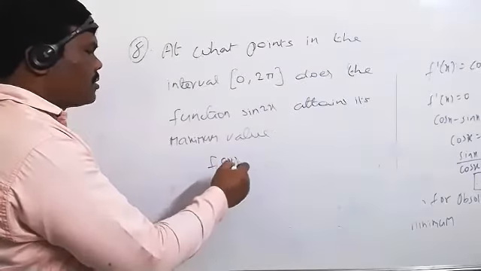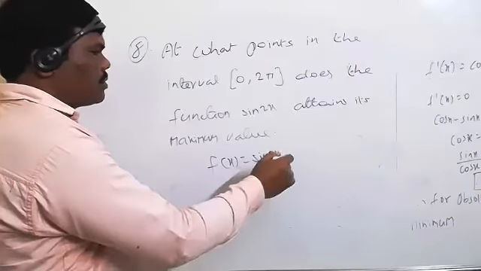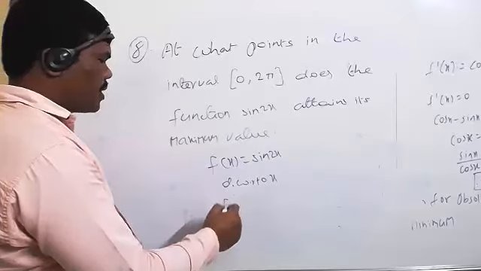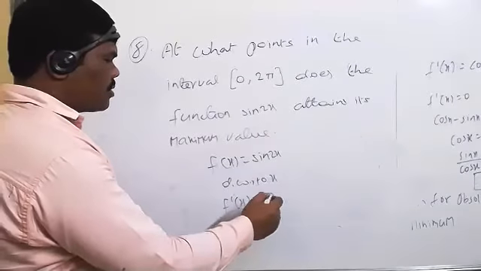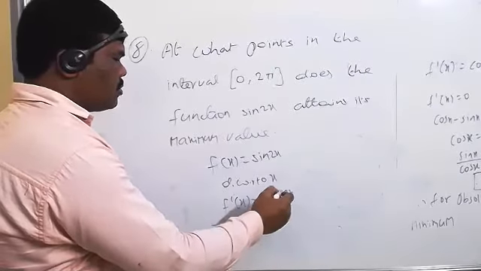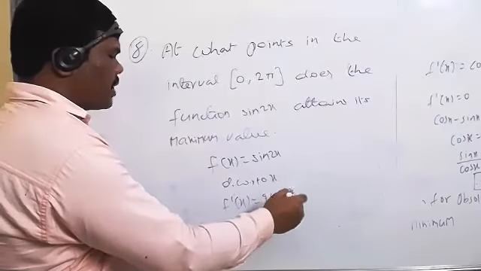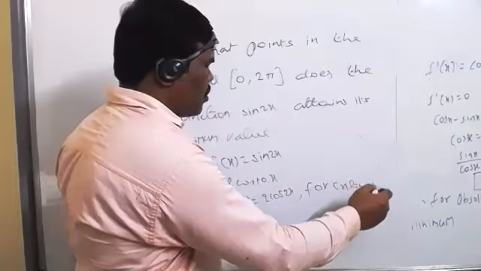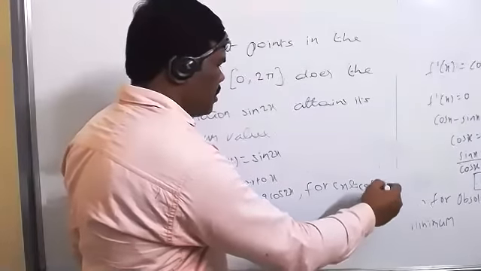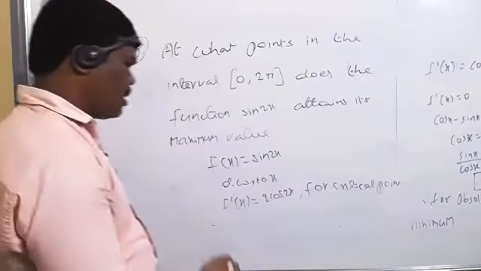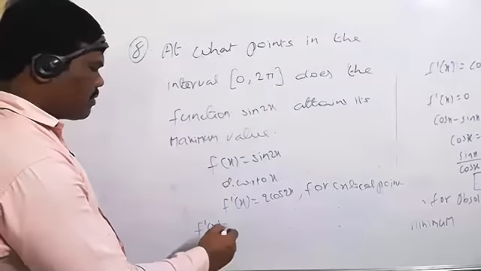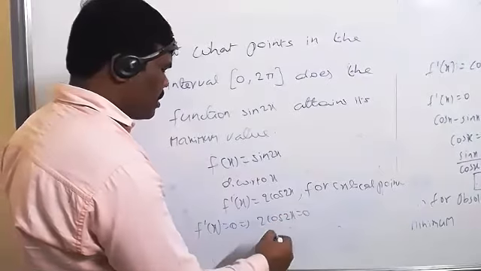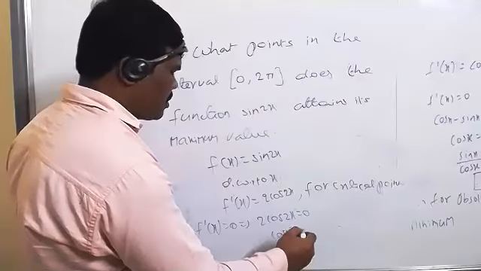This is the function: f of x equal to sine 2x. Now differentiate with respect to x on both sides. So f dash of x equal to 2 cos 2x. Now for critical points, it is compulsory to take f dash of x equal to 0. That implies 2 cos 2x equal to 0, then cos 2x equal to 0.